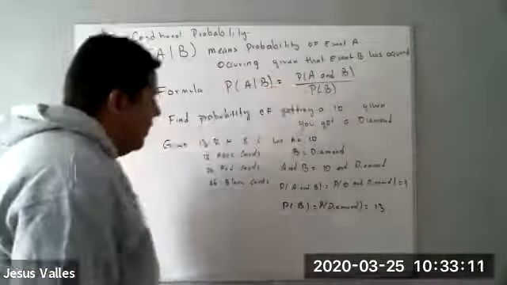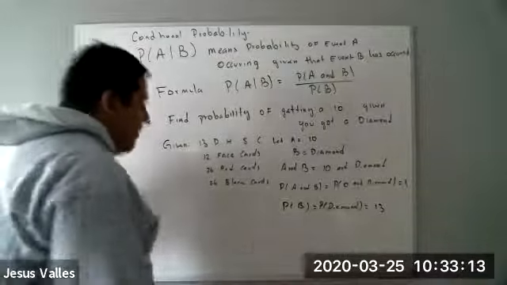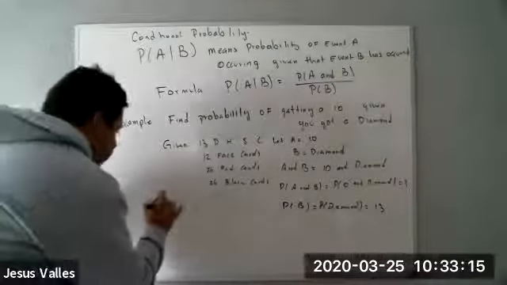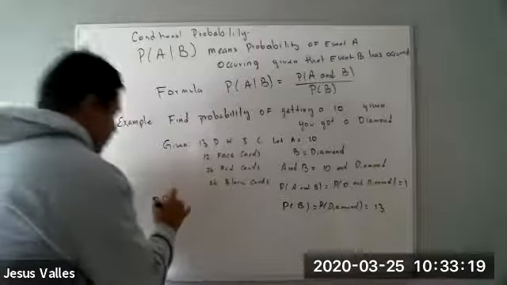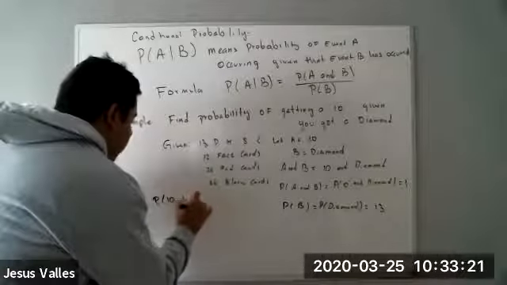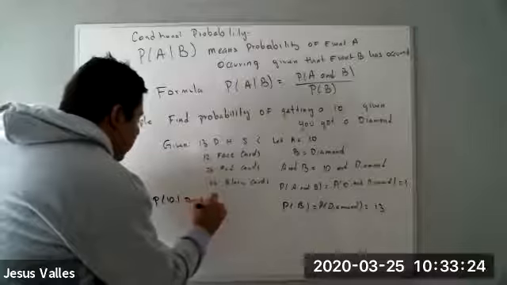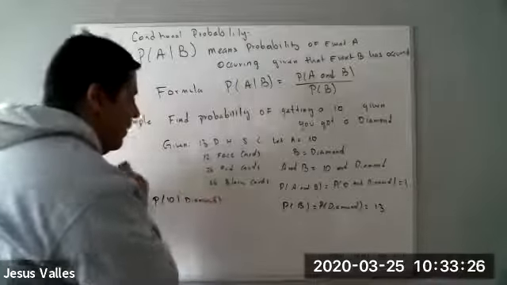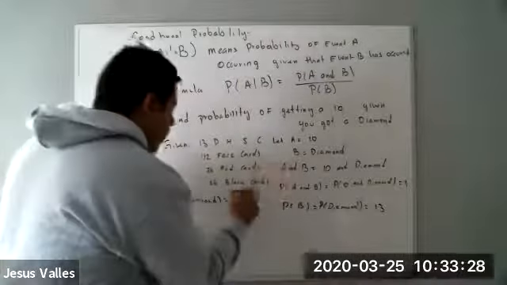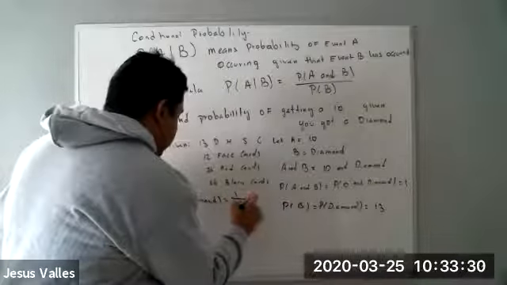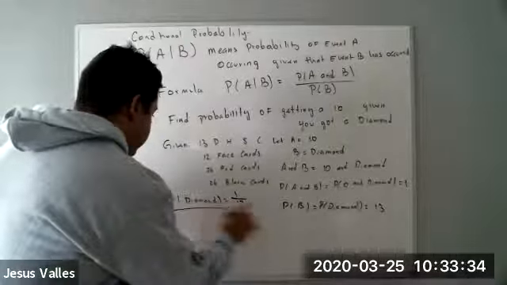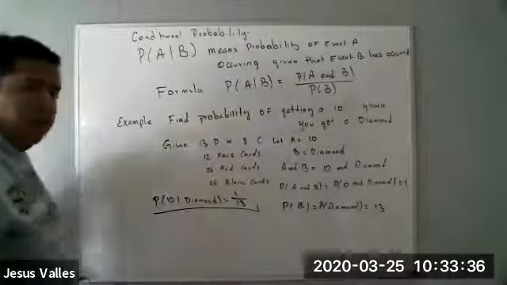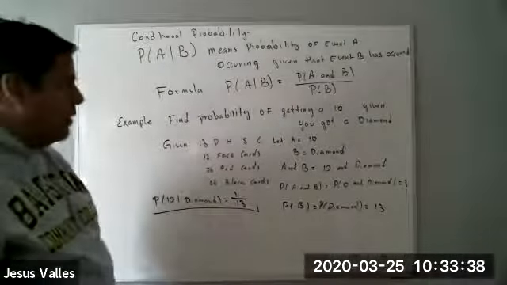Yes. So the solution is going to be the probability of A, a 10, given diamond, equals 1 divided by 13. And that is our solution. Nothing too hard, nothing too complicated.